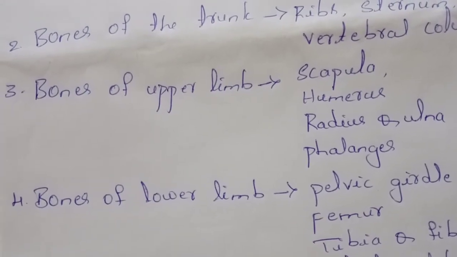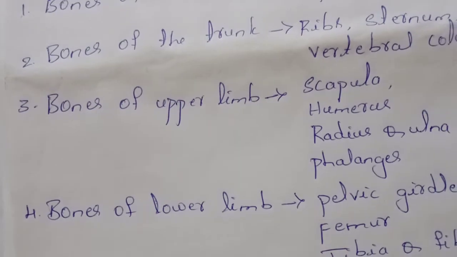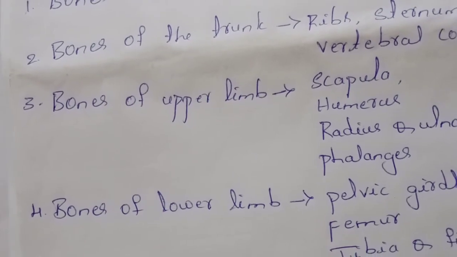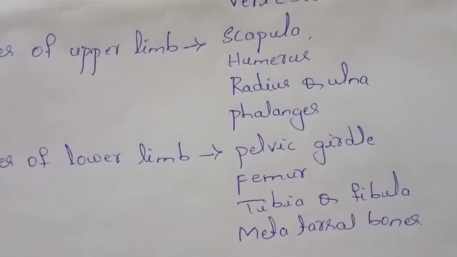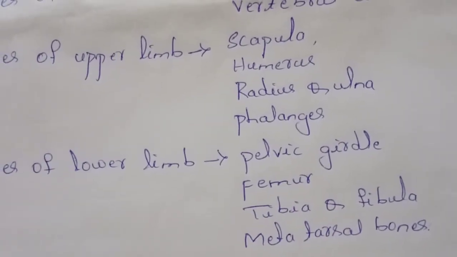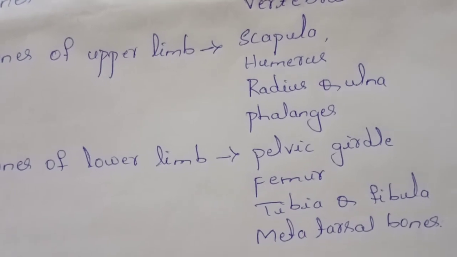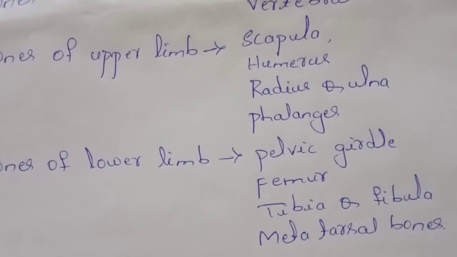And third, bones of the upper limb: scapula, meaning shoulder girdle. Next, humerus, meaning arm bone; radius and ulna, meaning forearm bones; phalanges, meaning finger bones.